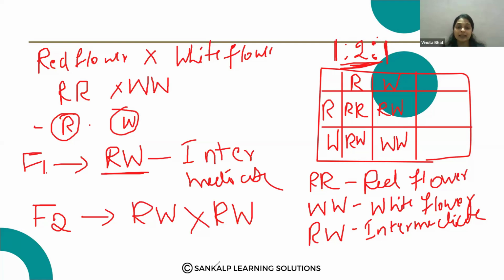So here neither red color nor white color flower producing plants are dominant over one another. So they are not able to dominate over the other, so intermediate flowers are produced. Okay, so that is the answer.